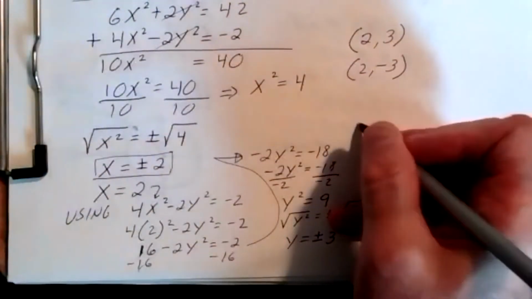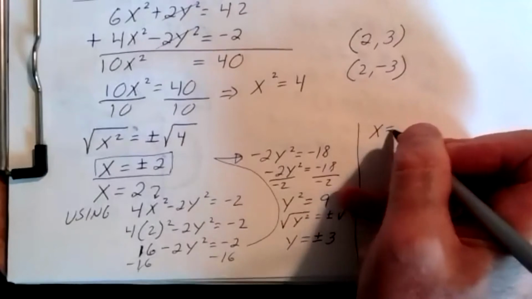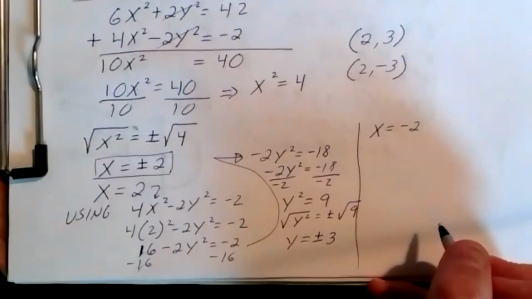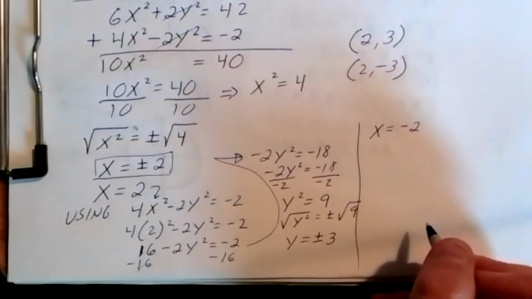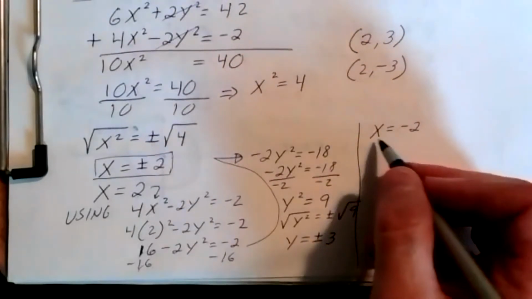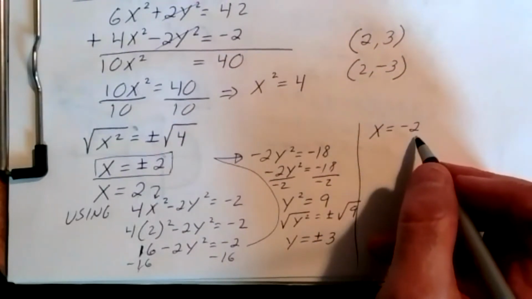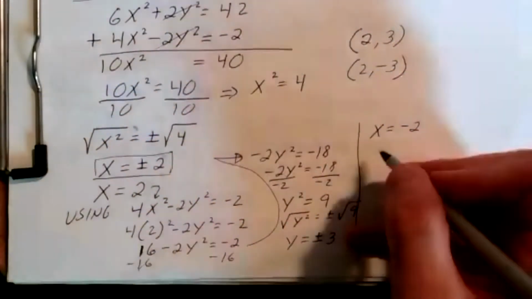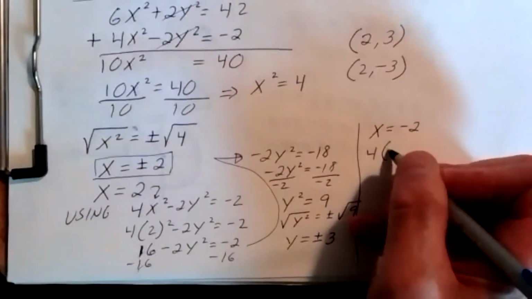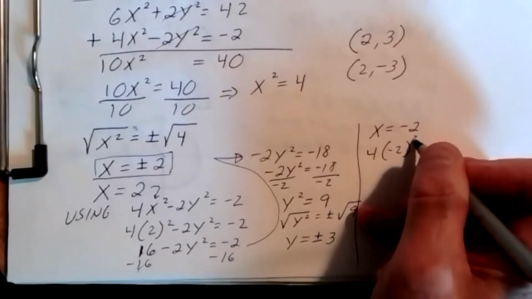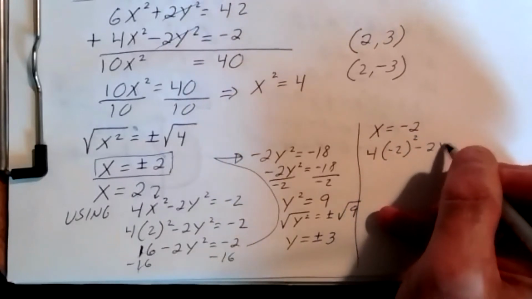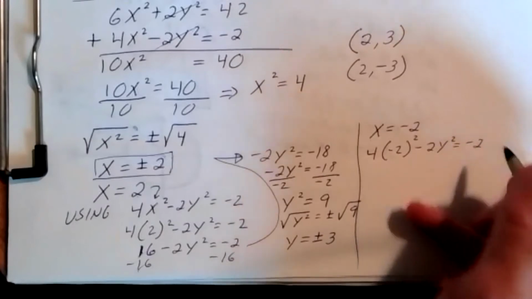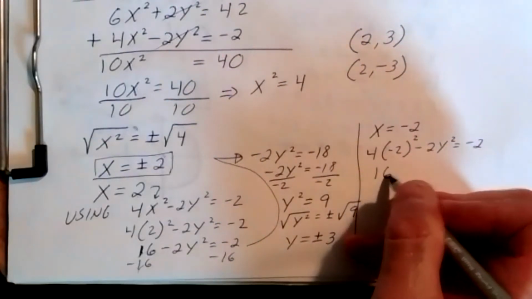So we're still not done. Now we have to let x take on the value of negative 2 and solve for the y coordinates. Try not to forget to find all your ordered pair solutions. Now, if x is negative 2, to find y, again, you can make use of any equation. I guess we'll use this one again. So we have 4 times negative 2 squared minus 2y squared equals negative 2. Again, this is going to be 16.